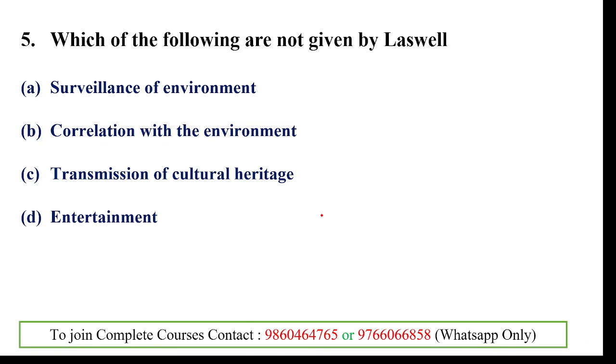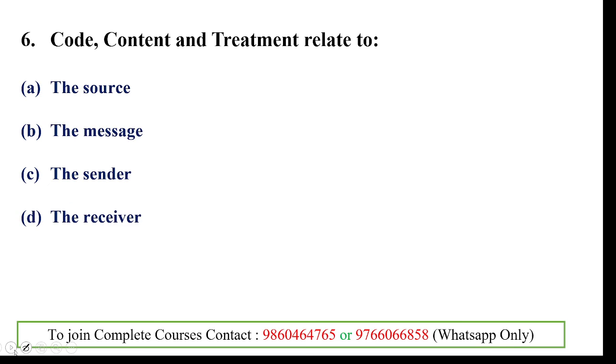Clear. Then, which of the following are not given by Lasswell? The communication function that is not given by Lasswell is entertainment. He gives the surveillance of the environment, correlation with the environment, and transmission of cultural heritage, but he does not give entertainment. Okay, then this is a homework question for you.